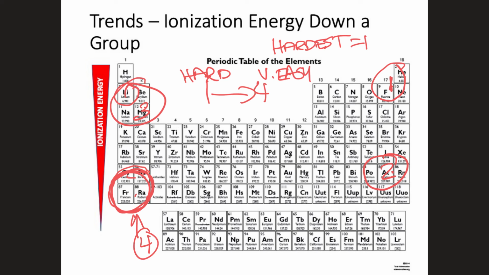So as we go down a group, the elements on the top of the group are harder to remove electrons from than the elements in that same group on the bottom, right? That doesn't mean that the elements are hard on the top. It just means that in a relative scale, they are harder than the ones on the bottom.